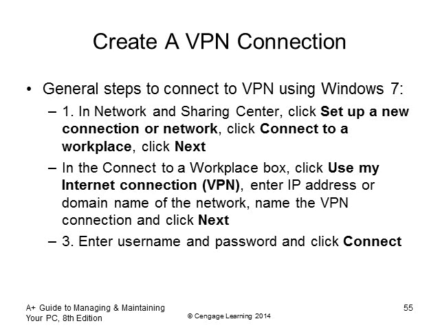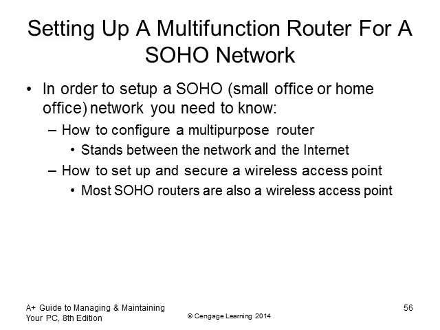So the general steps for connecting a VPN, if you're using Windows 7, you're going to go to your Network and Sharing Center. You want to connect to where it says Connect to a Workplace. You want to use your internet connection, and you're going to follow the prompts. And all this information is in your textbook as well.